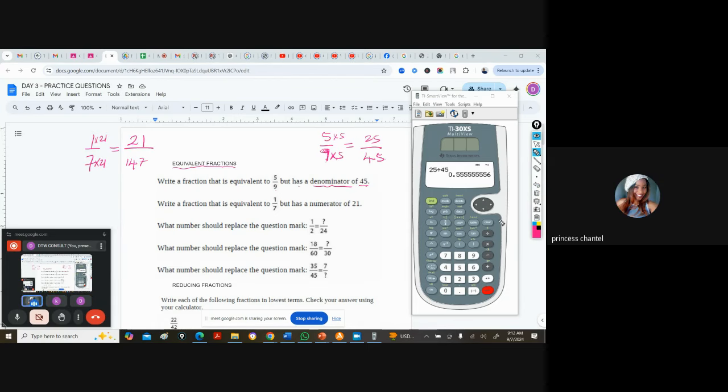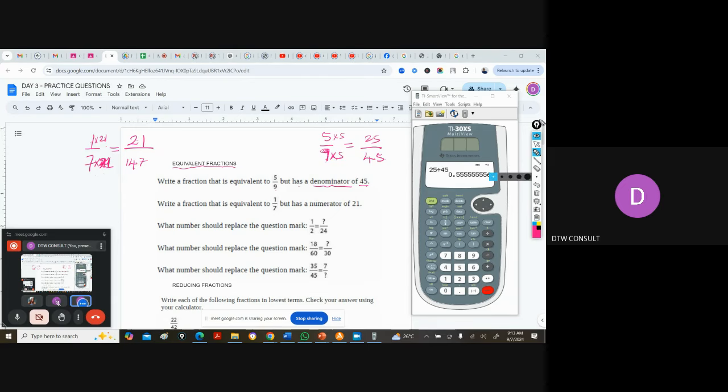Not 7 by 3. Come again? Is it 7 by 4? No, 7 times 21. That's what I wrote. Sorry. Okay. Because to get 21 here, you had to do 1 times 21. So whatever you use to multiply the numerator is the same thing you use to multiply your denominator. Are you with me? Yes, ma'am. So 7 times 21 is 147.